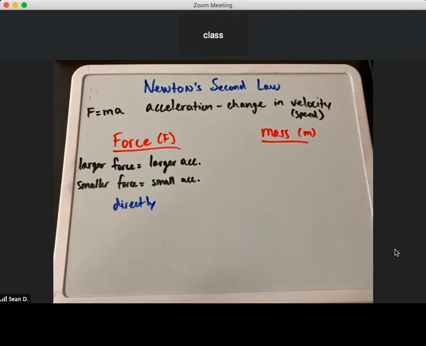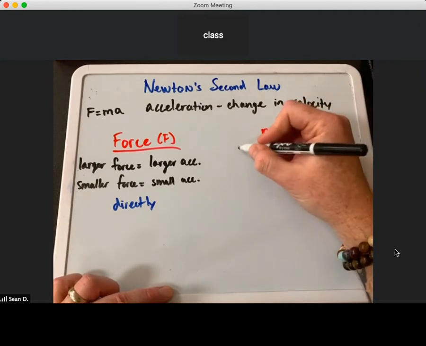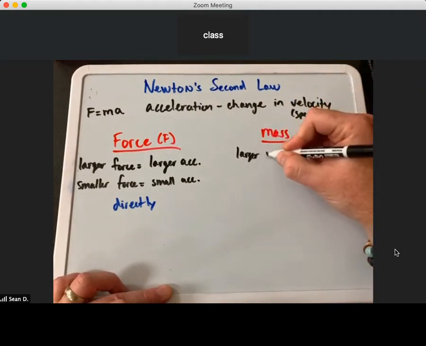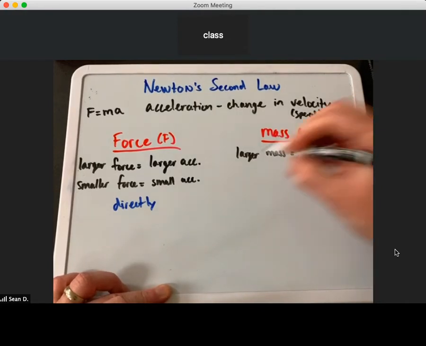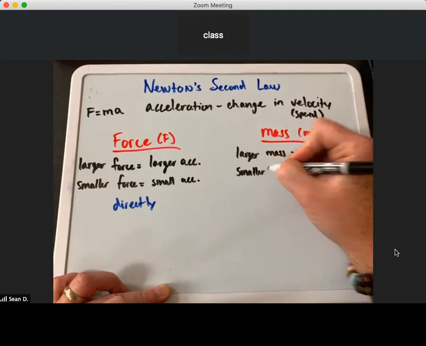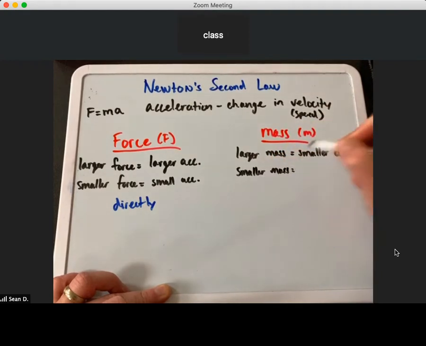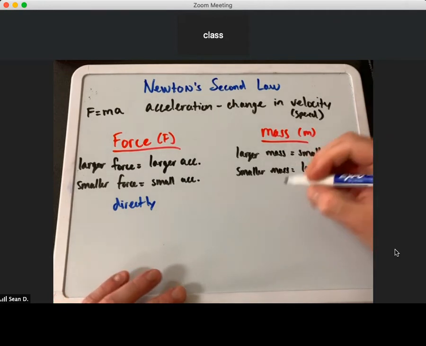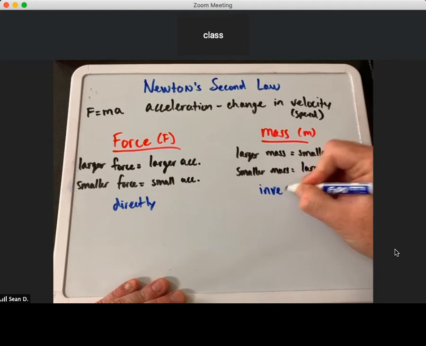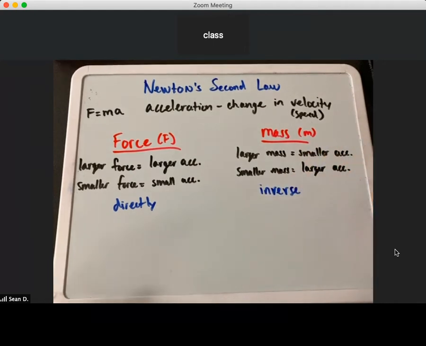The mass, however, has a different relationship. When you have a larger mass for an object, it tends to have a smaller or decreased acceleration. When you have an object with a smaller mass, then that object tends to have a larger acceleration. This type of relationship, when one goes up, the other goes down. When one goes down, the other goes up. This can be described as an inversely proportional relationship. It's an inverse relationship. They're opposites.